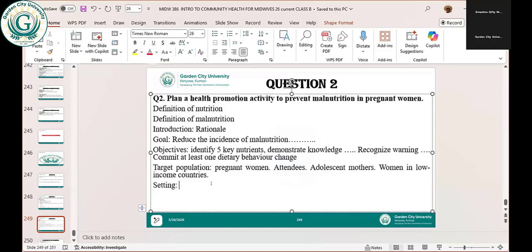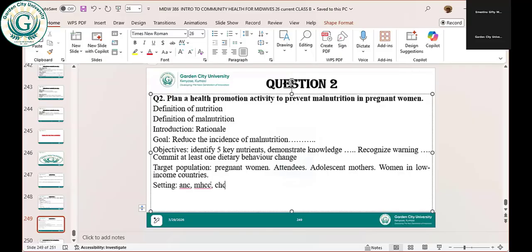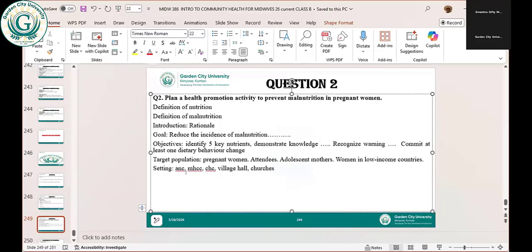Let's go. Settings, we have antenatal clinics, and then maternal and child health centers. We also have community health center or village hall. And then churches. And then we moved on to methodology or activities.